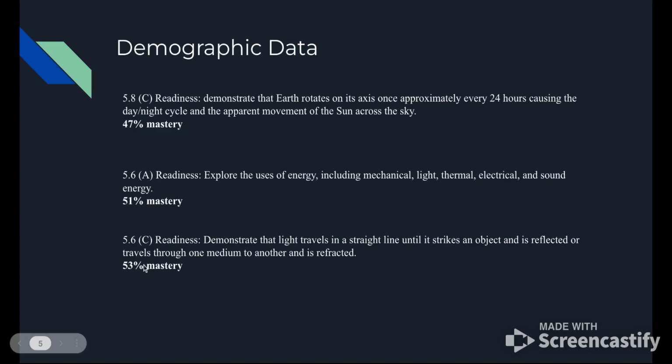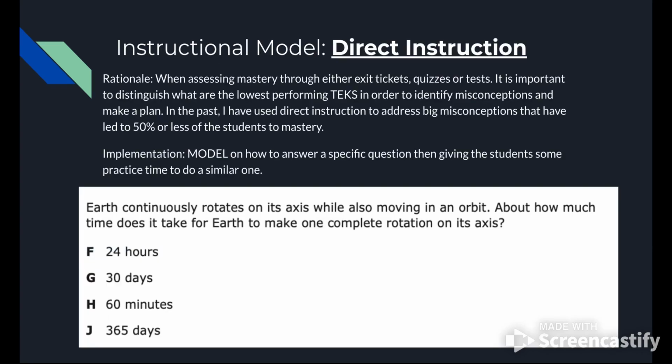And then the last one is 5.6C, which demonstrates that light travels in a straight line until it strikes an object and it's reflected, or travels through one medium to another and is refracted. And for this one, I had 56% mastery. Overall, these are some of the TEKS where I've had low percentages when it comes to mastery. And I'm going to talk about some models that I've used to address misconceptions.